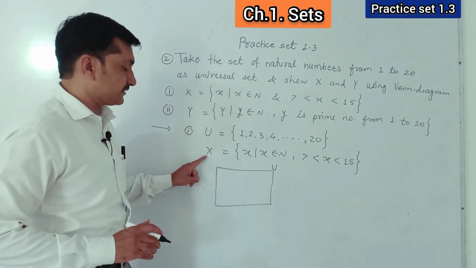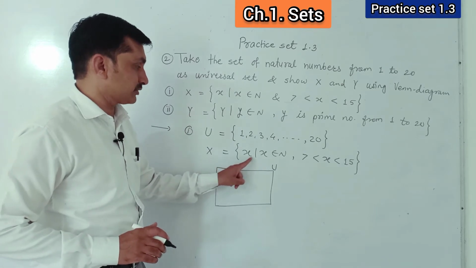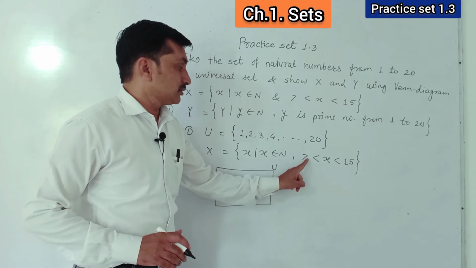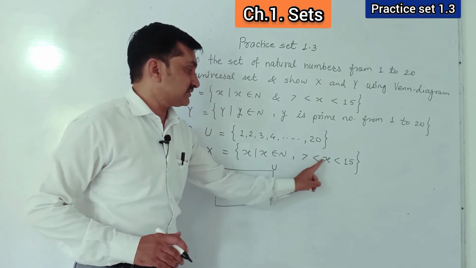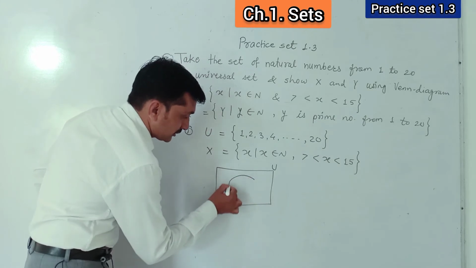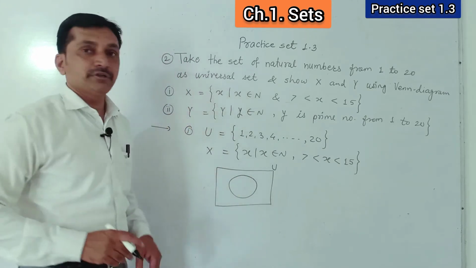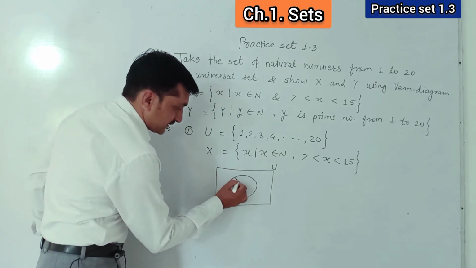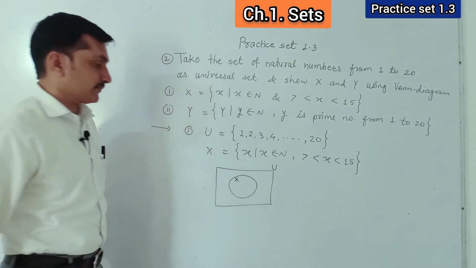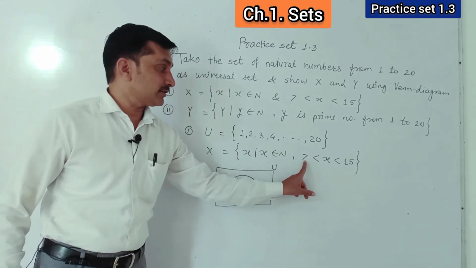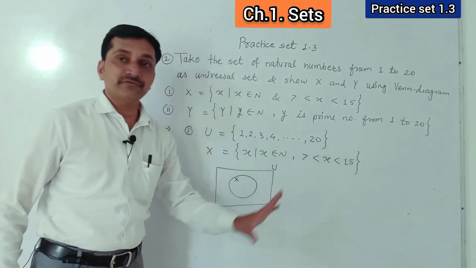Here capital X is the name of the set, and it is a natural number. X is a natural number, but which natural numbers? Greater than 7 and less than 15. They will come inside the circle, meaning set X. Which elements are greater than 7 and less than 15?